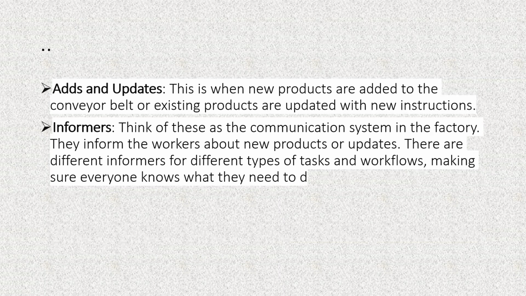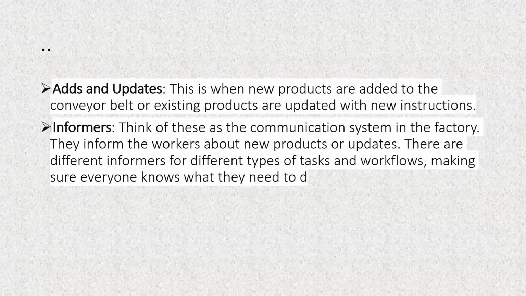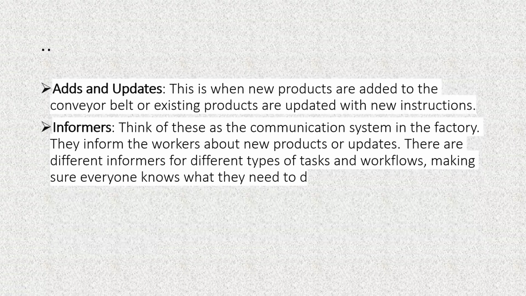Informer. This is the communication system in the factory. They inform the workers about the new product update. There are different informers for different types of tasks and workflows. Okay, what needs to be done?